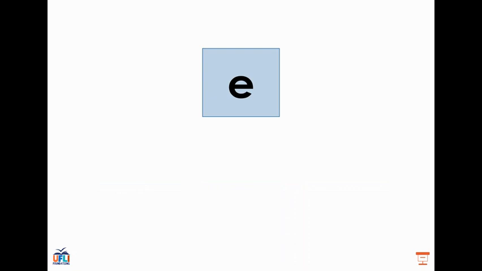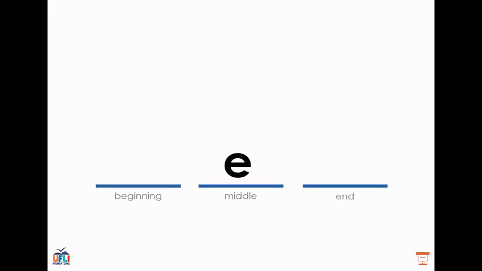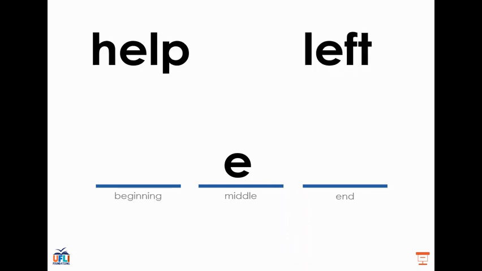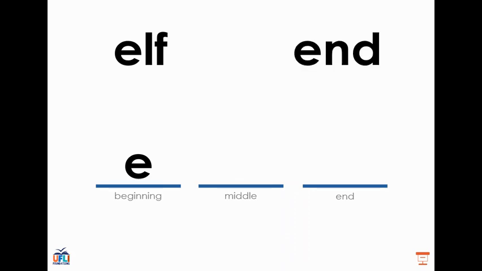The short vowel E spells /e/ like in the beginning of the word edge. E can come in the middle of a word, like in help and left, or at the beginning of a word, like in the words elf and end.